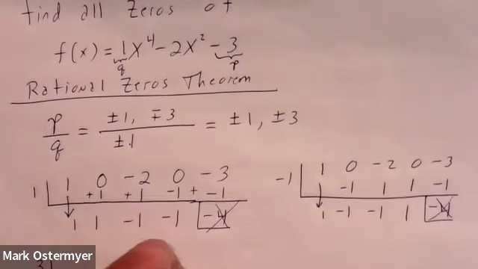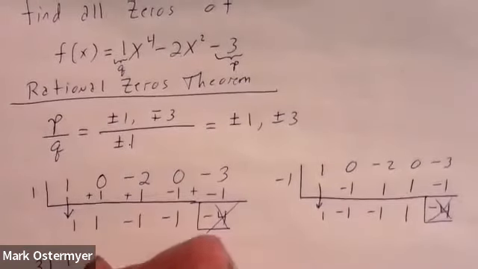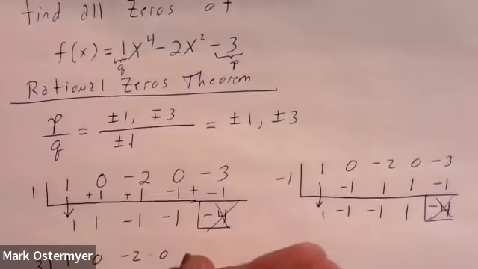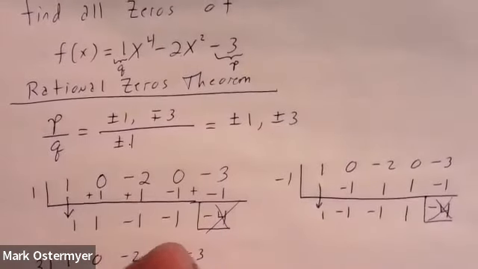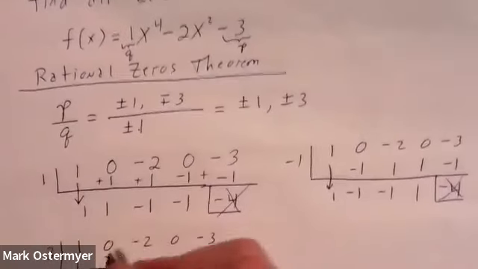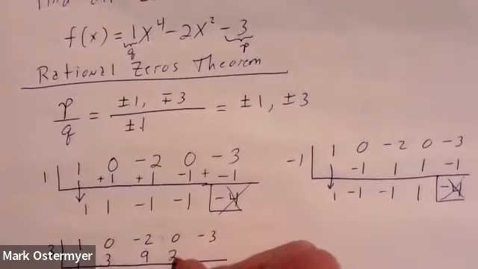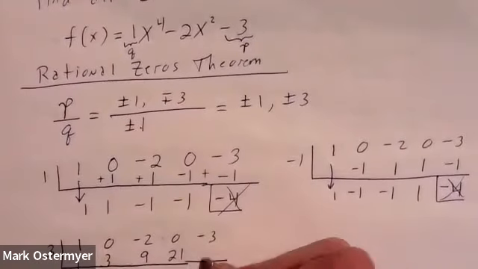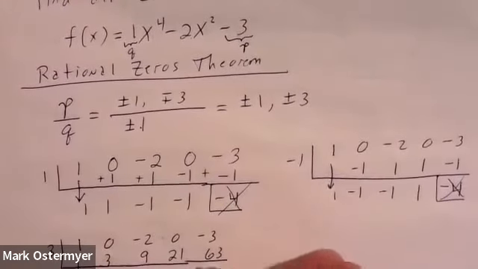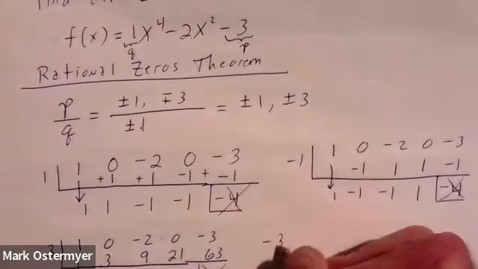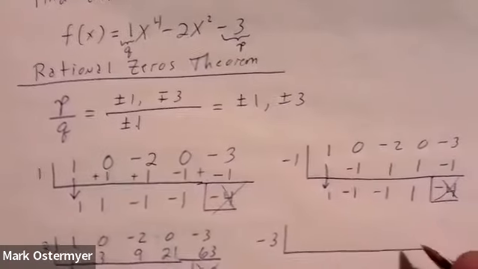Try 3. Three times 1 is 3. Bring it up. Add. 3 times 3 is 9. Add. 3 times 7 is 21. Add. This don't look good at all. Nah. Remainder of 60. Are you serious? That's not 0. 3 is not a 0. Try negative 3. We're down to our last one.